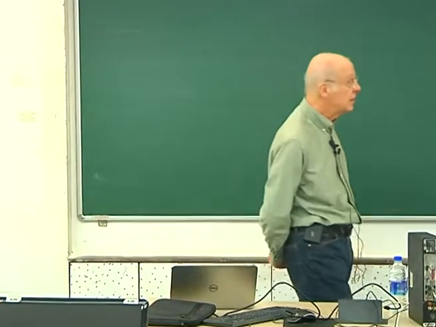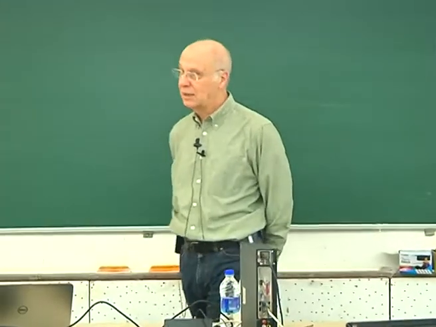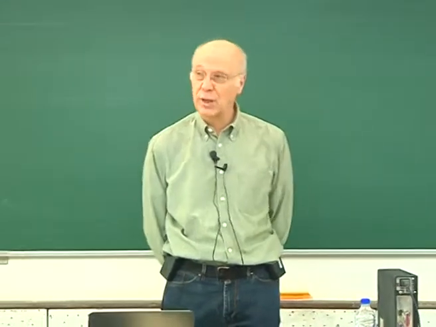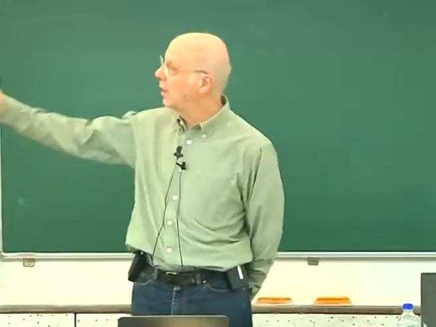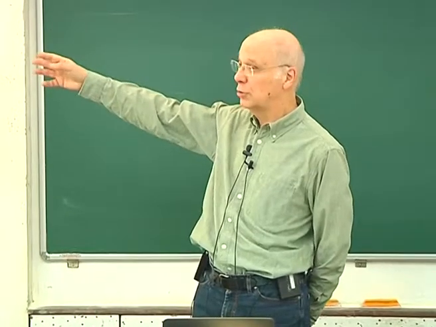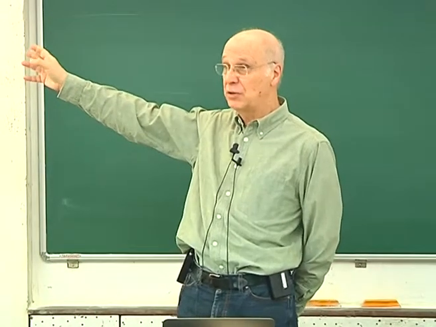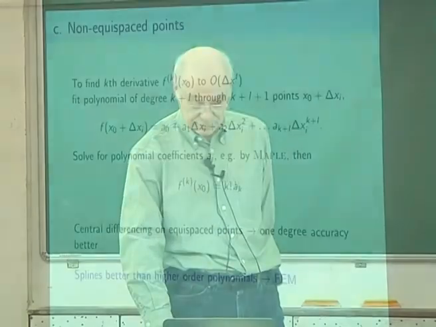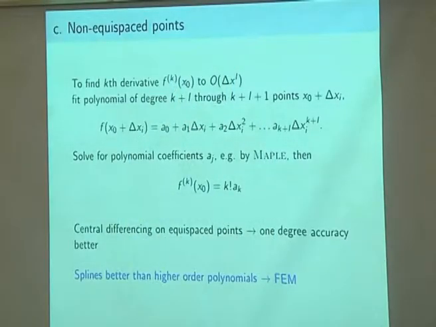Okay, so as it says here, central differencing with equispaced points is a jolly good idea because it gives you 1 more degree of accuracy than you expect. This formula would say you get it, say, to 3rd order, but if it happened to be central differencing with equispaced points, it would be 4th order accurate.